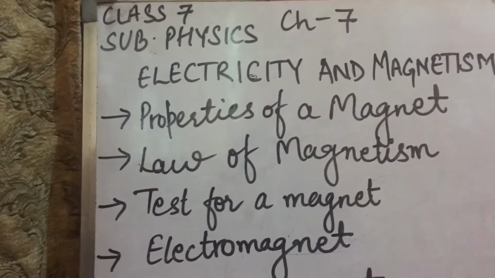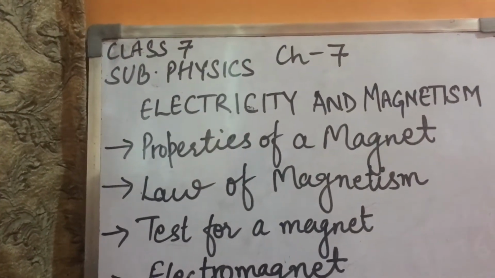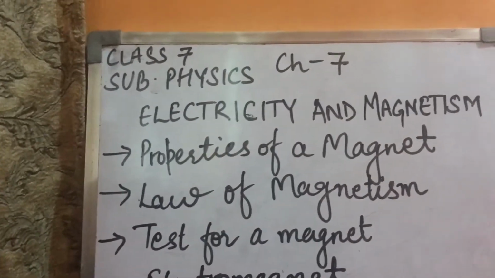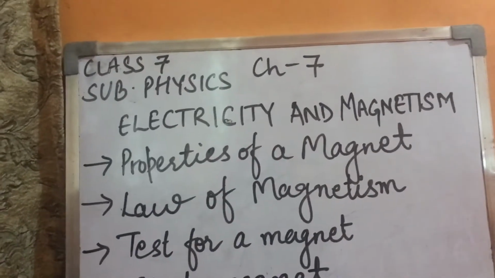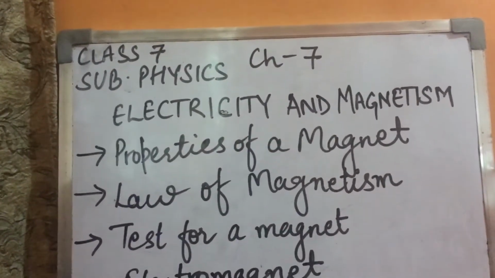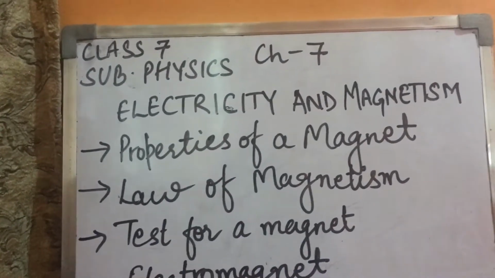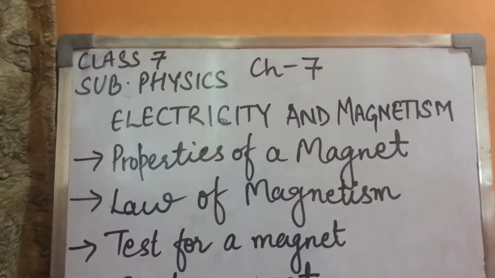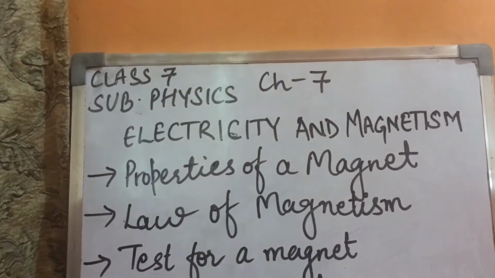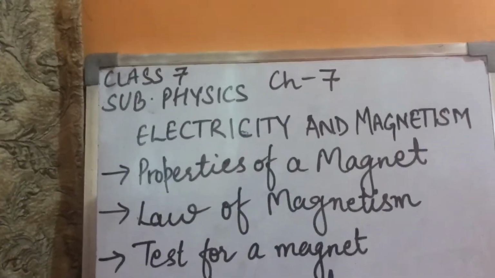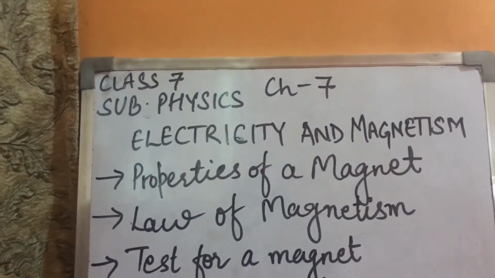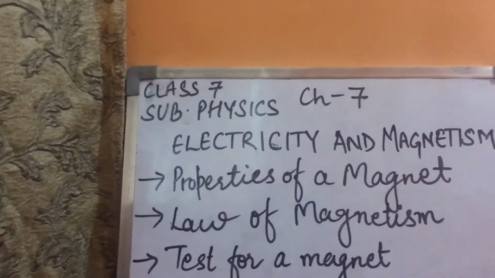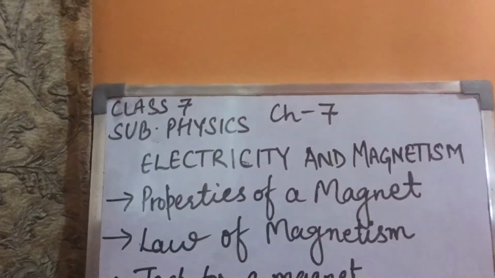The second property is the directive property of a magnet. What is this directive property? Whenever we suspend a bar magnet freely, it always aligns itself in the north-south direction. Any magnet, if you hang it anywhere and freely suspend it, we will find that it always points in the north-south direction. The end of the bar magnet pointing towards geographic north is called the north pole of the magnet, and the end pointing towards geographic south is called the south pole of the magnet. This is the directive property of a magnet.